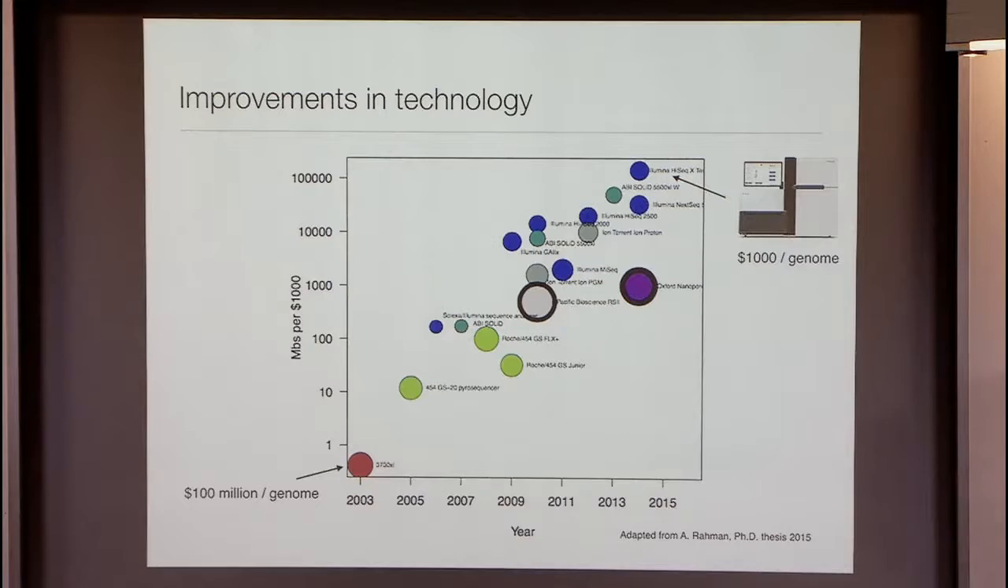And now these machines, of which there are many at all of your institutions, generate a huge amount of reads every day, terabases per run. And I don't like to emphasize how much data there is, because there's plenty. So let's just leave it at that. And all these reads need to be aligned. Why do they need to be aligned? So let me say a word about that.